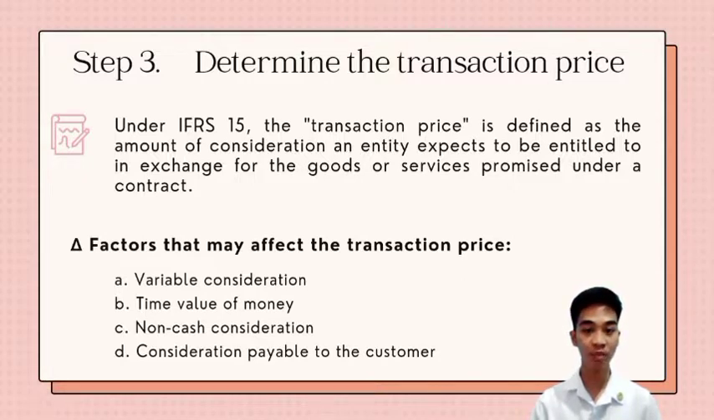The estimate of the transaction price will be affected by the nature, timing, and the amount of consideration promised by a customer. An entity must consider the effect of all of the following factors when determining the transaction price. The factors that may affect the transaction price include variable consideration, time value of money, non-cash consideration, and the consideration payable to the customer.